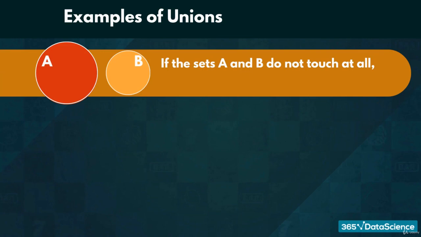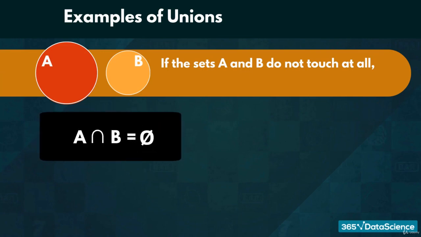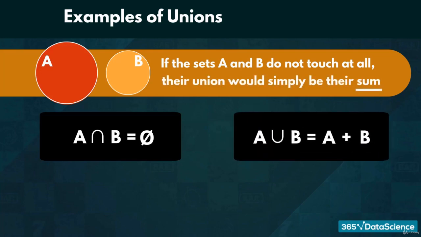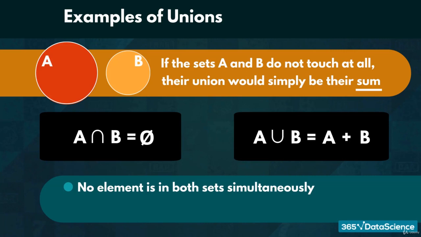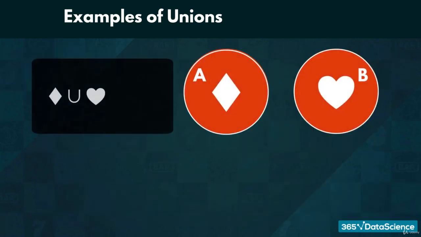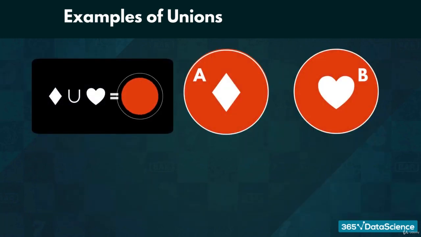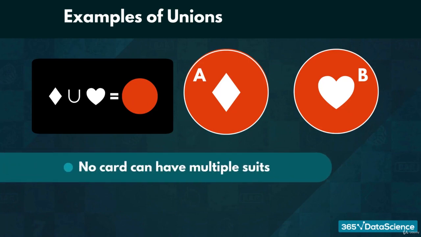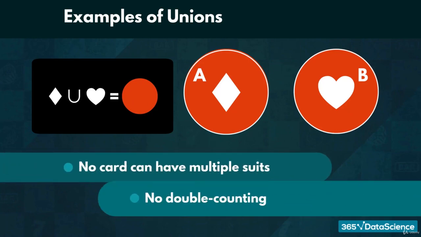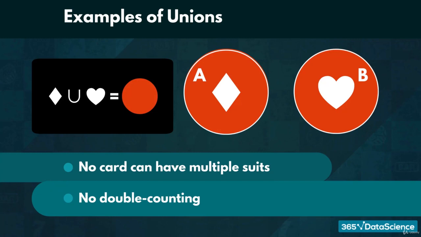If the sets A and B do not touch at all, then their intersection would be the empty set. Therefore, their union would simply be their sum. Intuitively, this makes sense. No element is in both sets simultaneously, so we do not need to worry about double counting. Going back to the card example, the union of hearts and diamonds would be all red cards. No card can have multiple suits, so we need not worry about counting a card twice. Therefore, the number of red cards equal the union of cards, which are either diamonds or hearts.